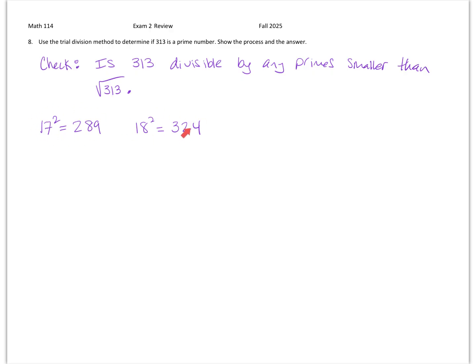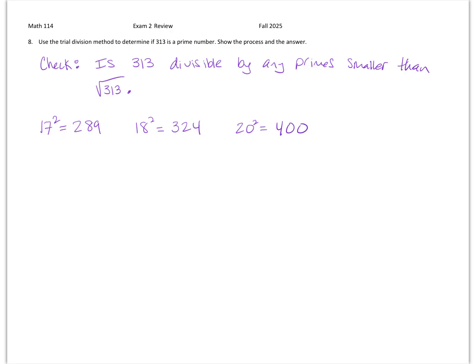think about a number that you do know the square of pretty easily, which would be 20, right? 20 squared is 400, which is bigger than 313, so its square root will be bigger. So you could err on checking too many primes, right? We would know 20 squared is 400. That's an easy one to do in your head. And then you could just check all the primes smaller than 20, okay?